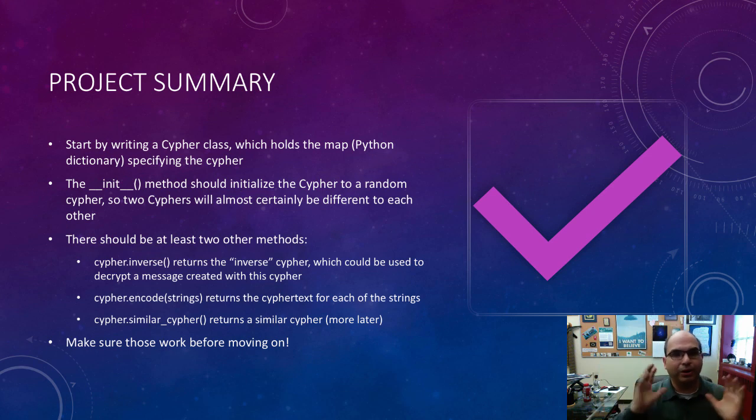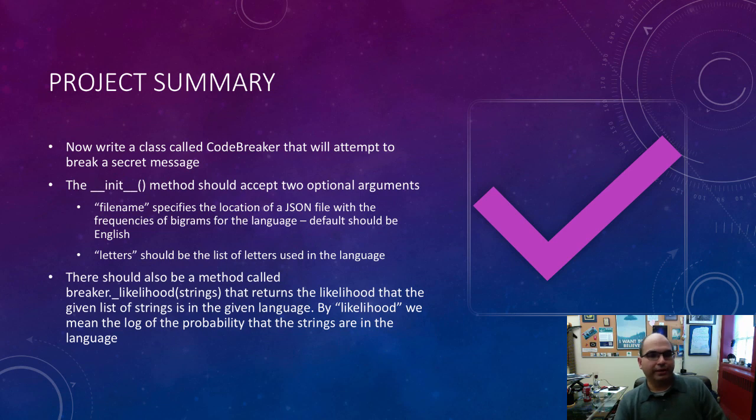Anyway, go ahead and get this class working. Do not even try to move on until you're sure that this class works. Now, once you get it working, then you'll write the main class, which is called CodeBreaker. And CodeBreaker is the code that's actually going to try to figure out a message.